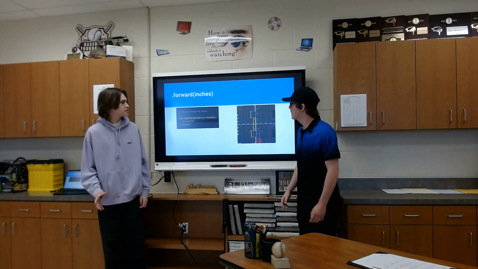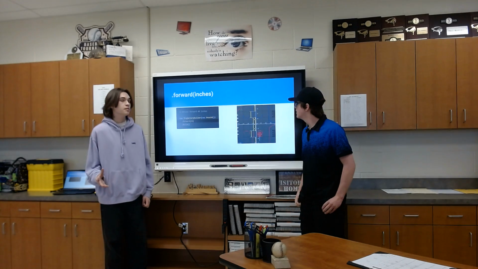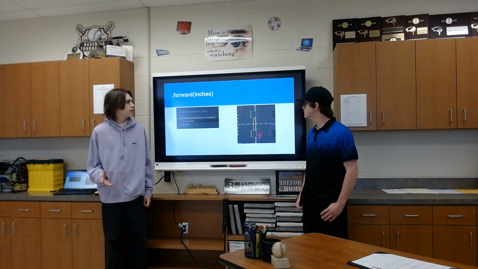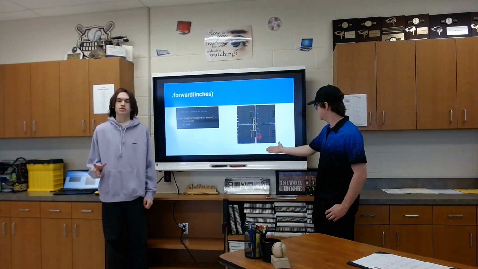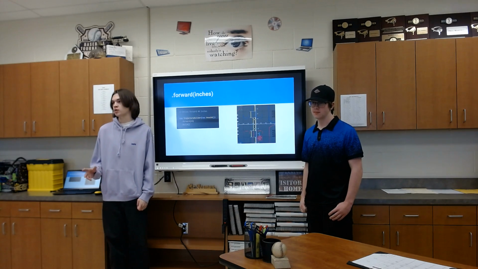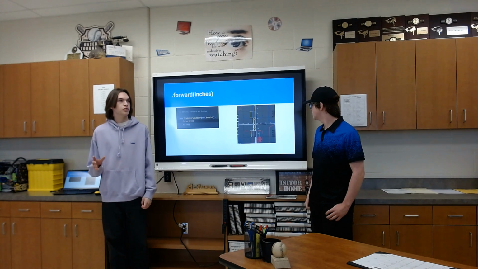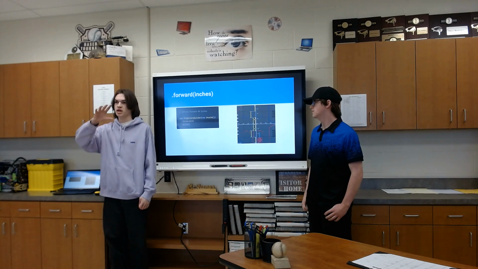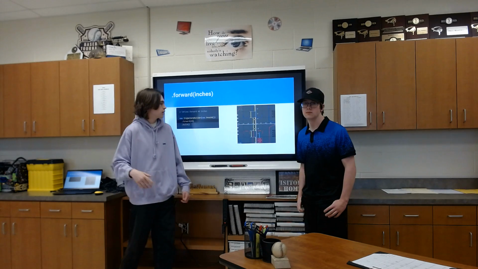So this is the most basic command you can use. It's just a forward command that's based on inches. You can often combine it with other commands like a spline or a line 2. And what that will do is it will go forward while making a spline at the same time. And we'll showcase the spline later.